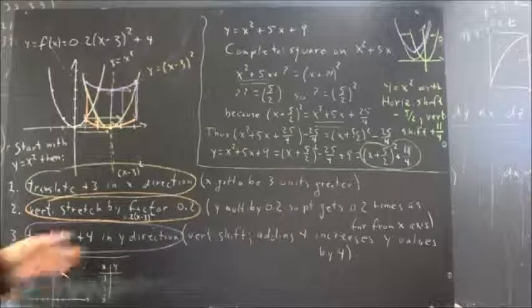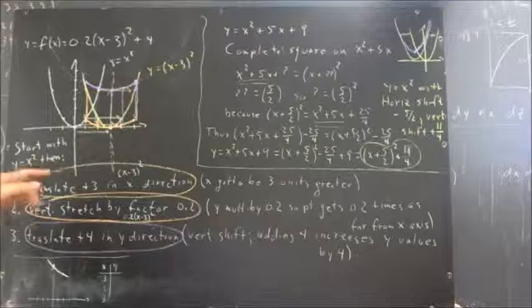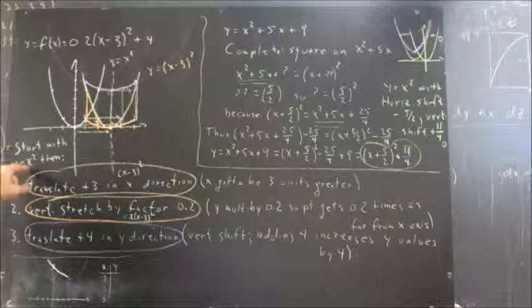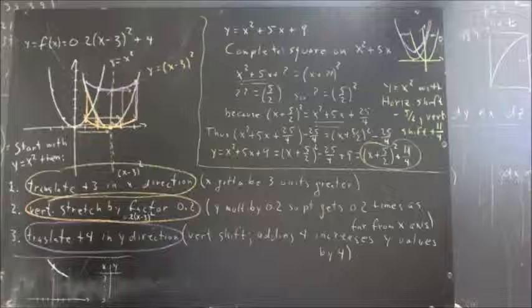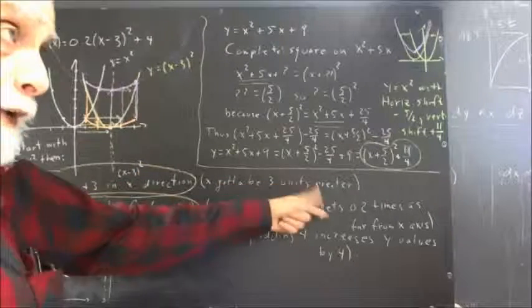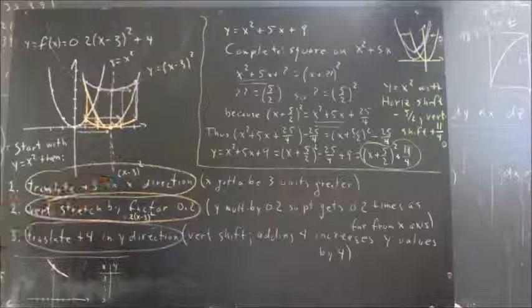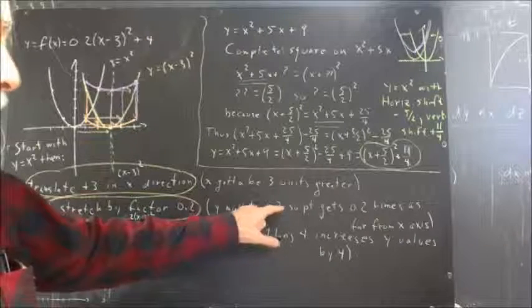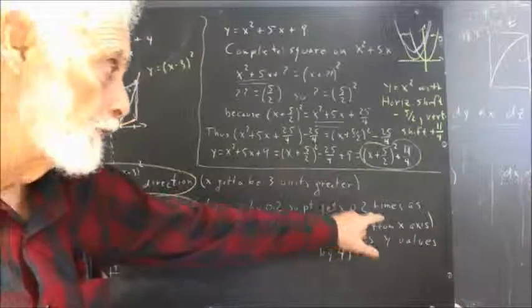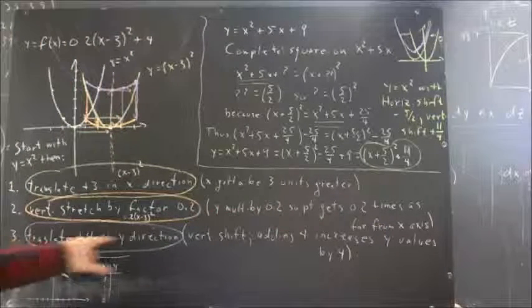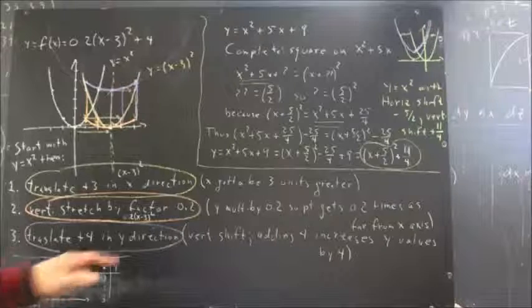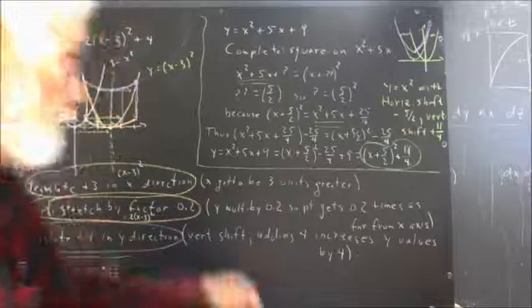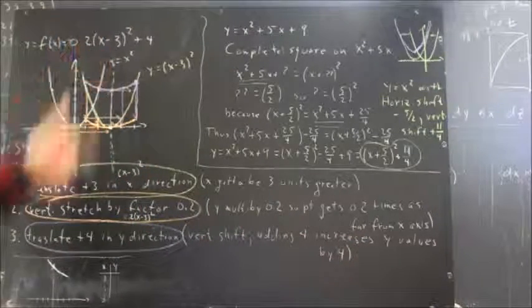Now I've indicated some brief statements here. The reason that we've got to move 3 units to the right to get from x squared to quantity x minus 3 squared is that your x value has got to be 3 units greater to give you the same y value, as I mentioned. And here we vertically stretch by factor 0.2. Y is multiplied by 0.2, so the point is going to end up 0.2 times as far from the x-axis. Translate plus 4 units in the y direction. That's a vertical shift. Adding 4 increases your y values by 4. And increasing your y values by 4 raises your graph 4 units.